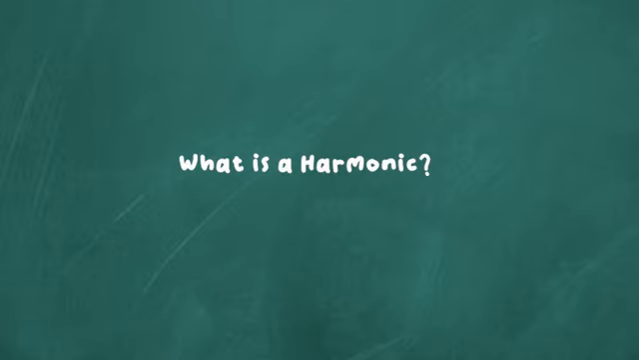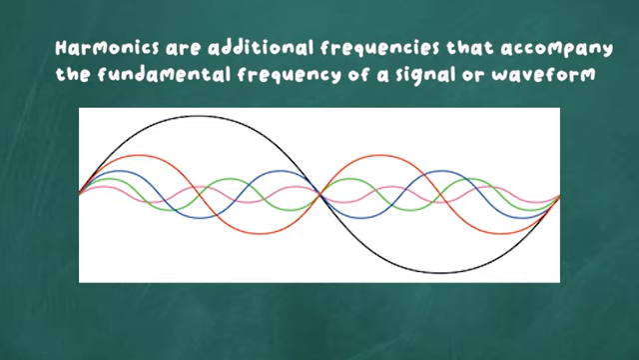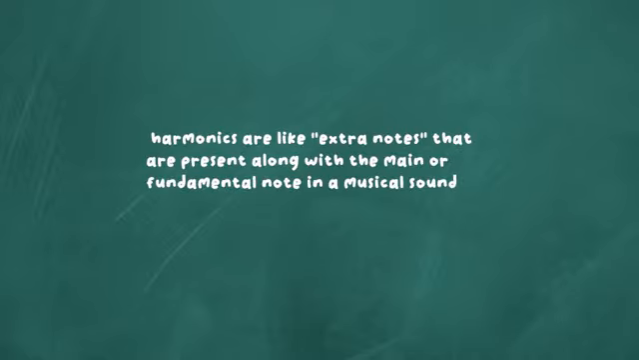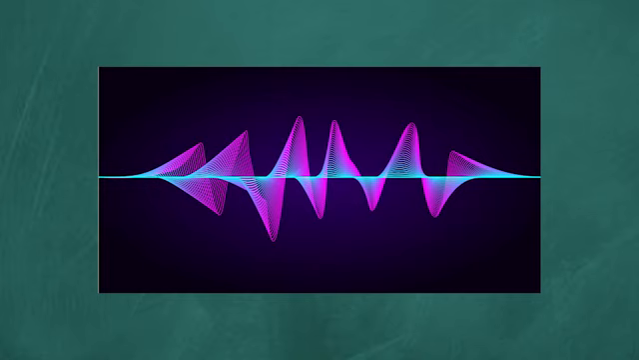What is a harmonic? Harmonics are additional frequencies that accompany the fundamental frequency of a signal or waveform. Harmonics are like extra notes that are present along the fundamental notes in a musical sound. They contribute to the overall tone and quality of the sound.